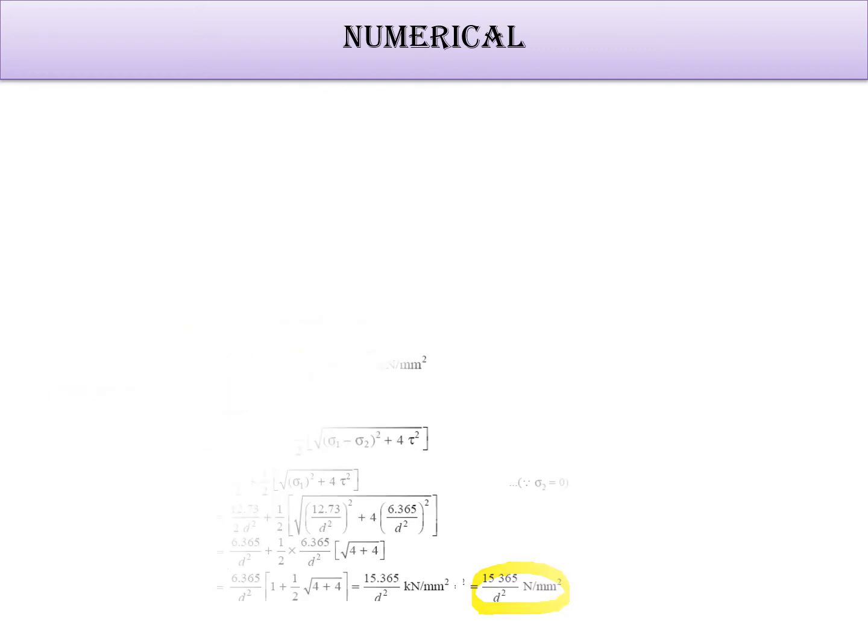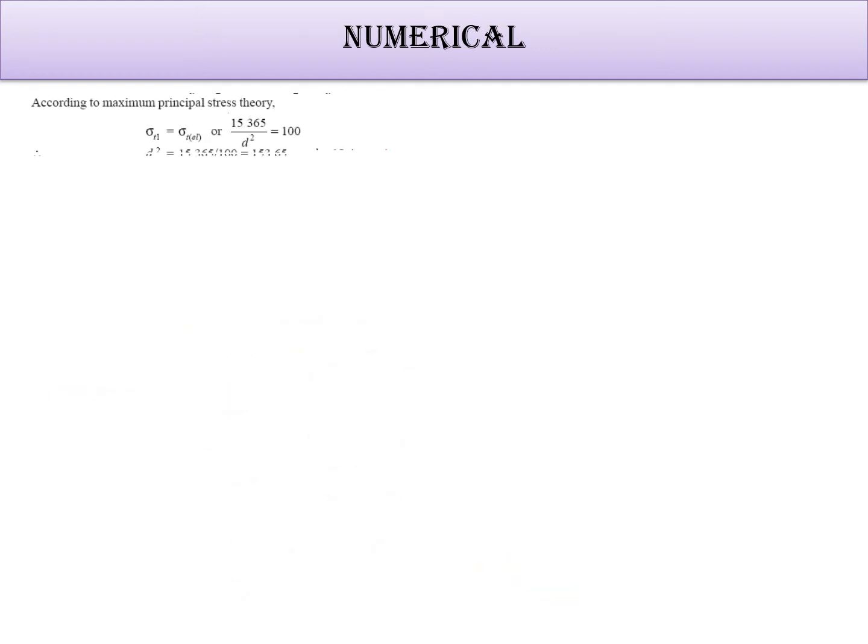Now according to the maximum principal stress theory, the formula is sigma t1 is equal to sigma tel, that means the elastic limit upon factor of safety. Factor of safety is not given, that's why we consider it as 1. So according to principal stress theory, the maximum principal stress is equal to the yield stress, the elastic limit. So we put that value here.